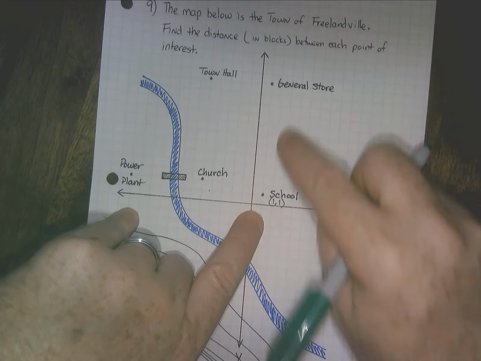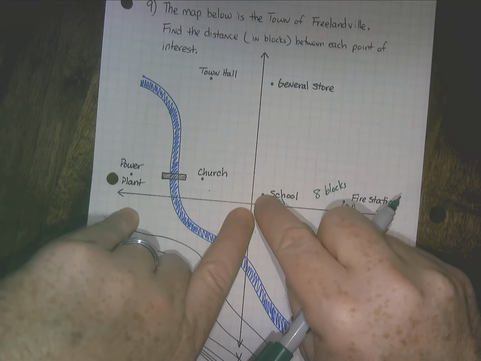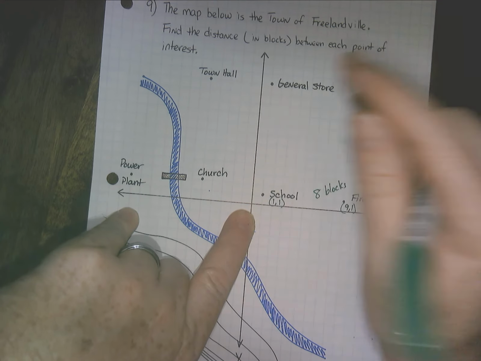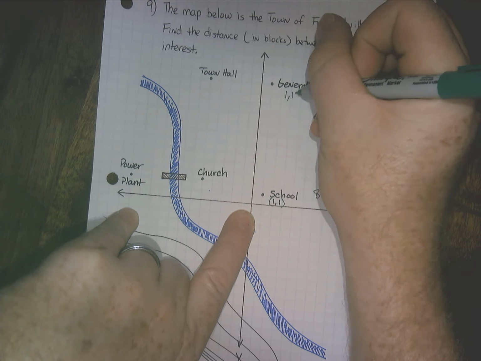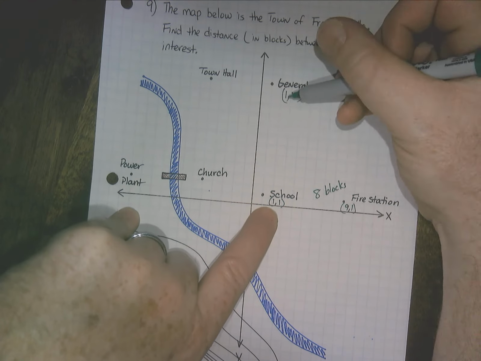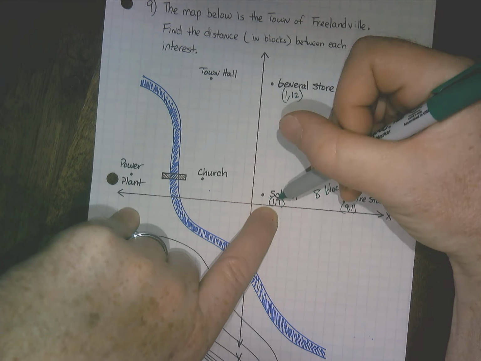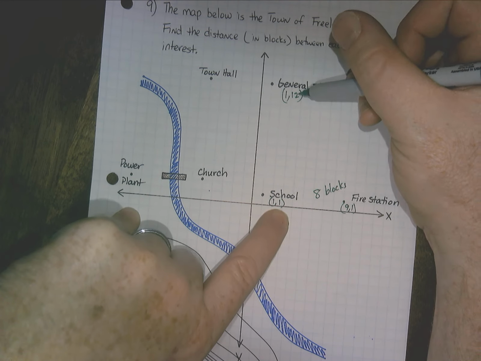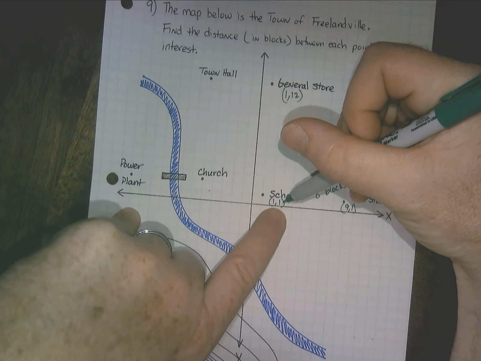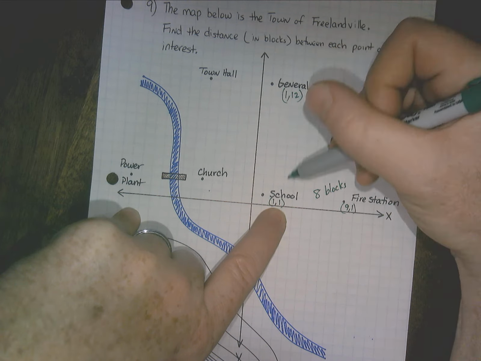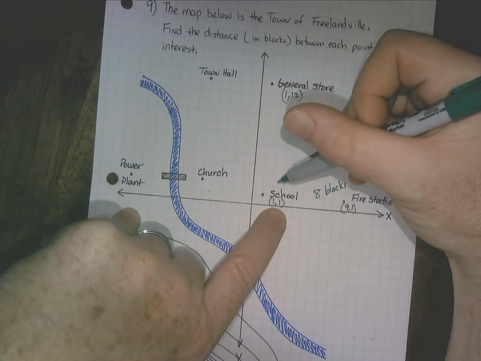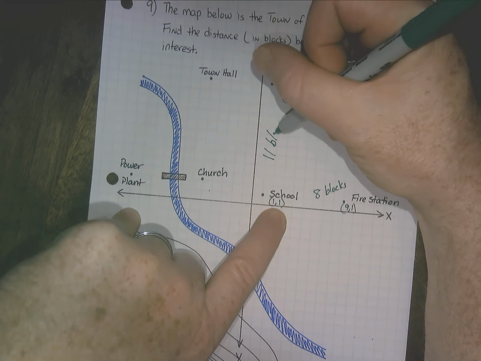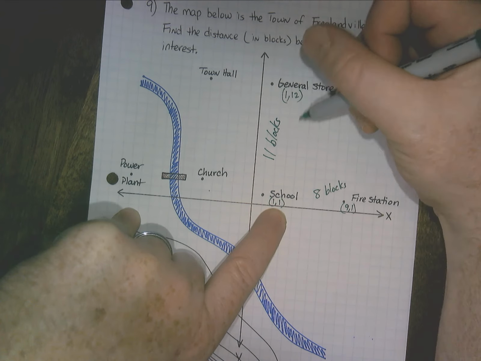If you look at the general store, well, this is at 1, 2, 3, 4, 5, 6, 7, 8, 9, 10, 11, 12. This is at 1, 12. Here in this situation, the x coordinate is the same. So we're not worried about the x coordinate. We're going to look at the y coordinate here. The y coordinate is between 1 and 12. Well, the difference between 1 and 12 is 11. So there's 11 blocks in between. So this is 11 blocks between those two points of interest.